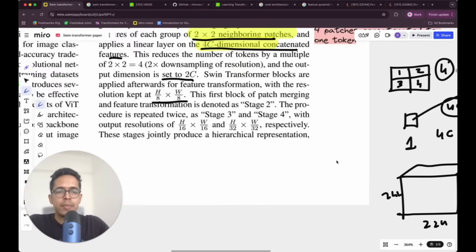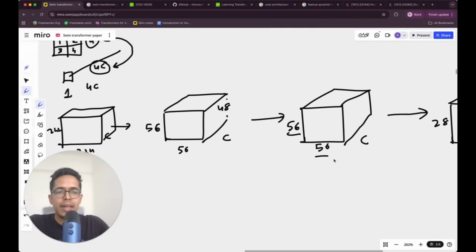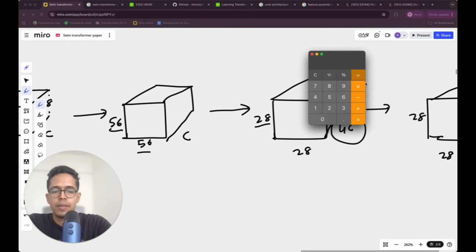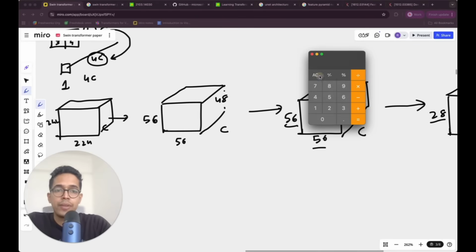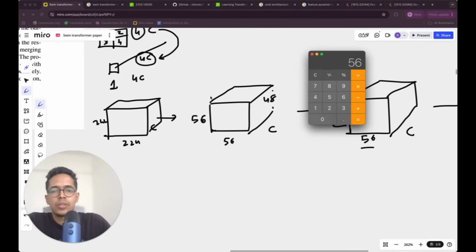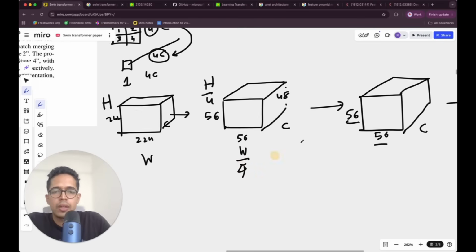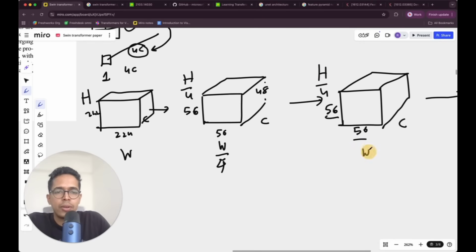Why is it H by 8 by W by 8? Because 224 divided by 8 is 28, if I'm not wrong. So calculator, 224 divided by 8 is 28. Yeah. And 224 divided by 4 is 56. Yeah. So this was your H and W at the input. This was H by 4 and W by 4. This was H by 4 and W by 4 and C.